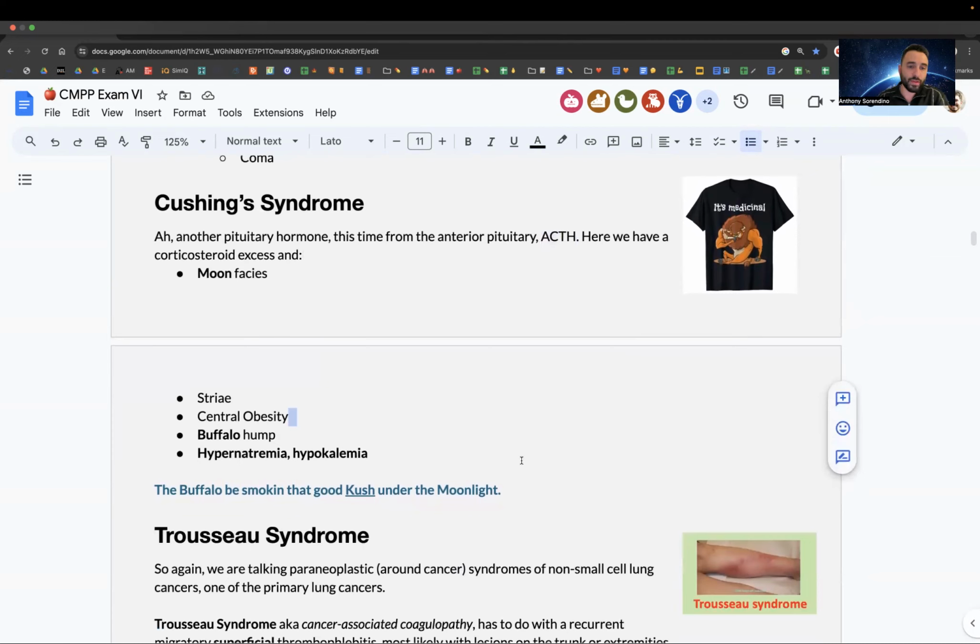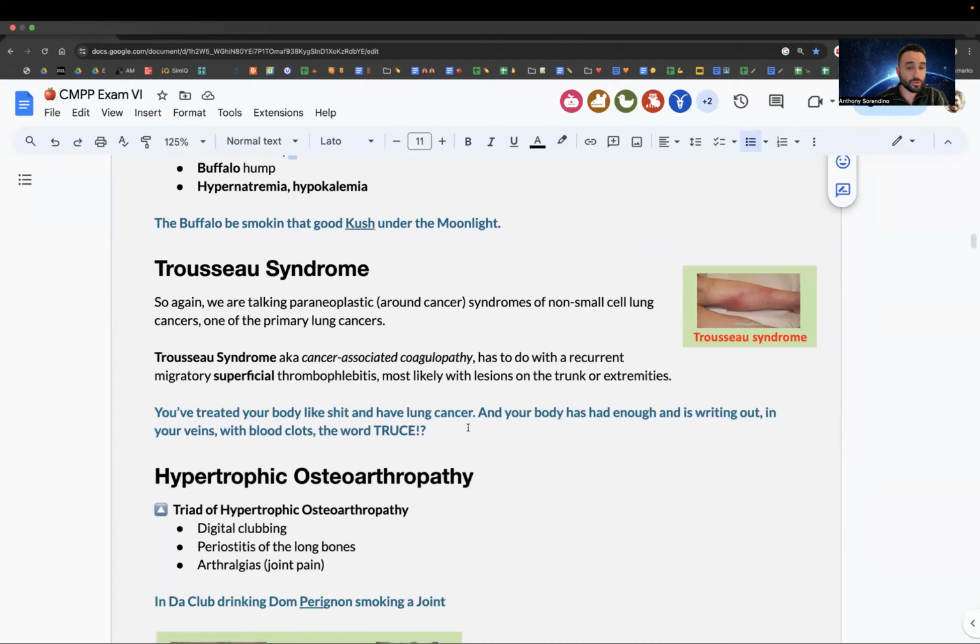Here, we're going to have moon facies. We're going to have the buffalo hump. We're going to have hypernatremia, so we're going to have high sodium this time, and we're going to have a low potassium. Okay. Trousseau syndrome. I think about this like you've treated your body like crap and you have lung cancer, unfortunately. Your body has had enough, and it's writing out in your veins with blood clots in your legs the word truce, like, hey, enough of this already. So that's Trousseau syndrome. It's a cancer-associated coagulopathy. It has to do with migratory superficial thrombophlebitis. Okay, you're going to get these lesions in the trunk or extremities.